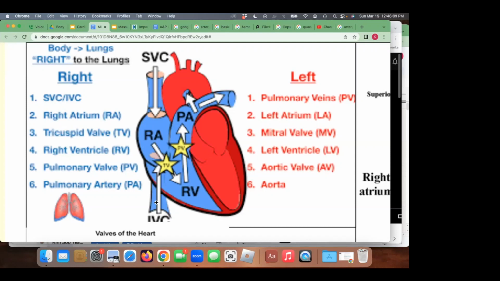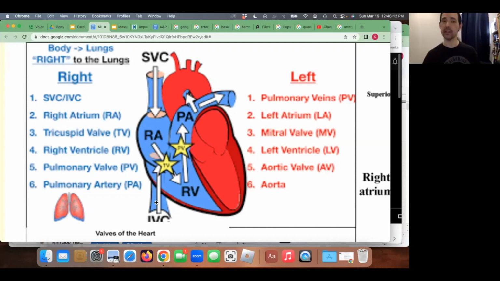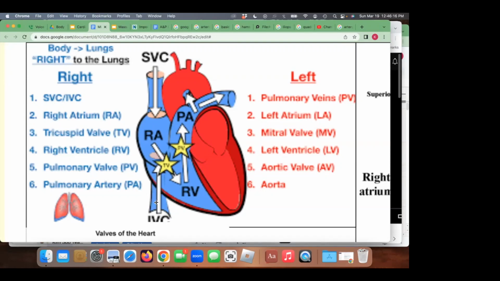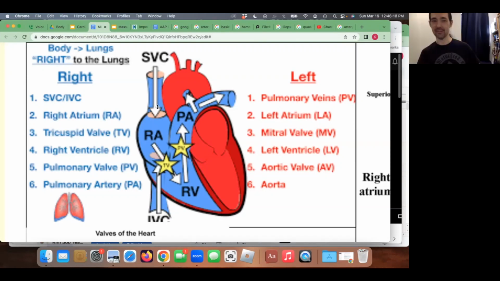One's pumping out and one's pumping in. That is an excellent guess, however, not accurate. Okay, I don't know that. They're both pumping into the heart, right? They're both pumping into the heart. So can you see me?